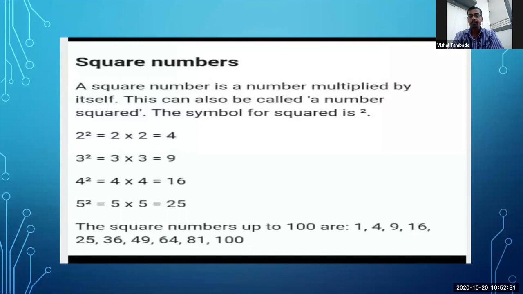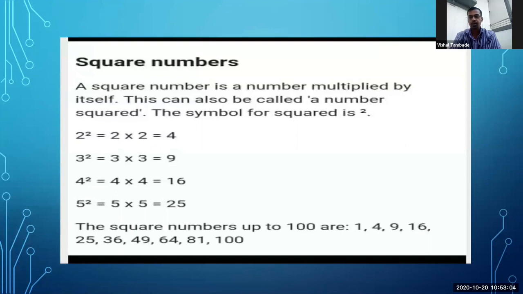Now in another example, 3 raised to the power 2. Here 3 raised to the power 2 means it's the square of 3. We have to find the square of 3. Then 3 multiplied by 3. 3 threes are 9. So the square of 3 is 9. Then the third example, 4 raised to the power 2 means 4 square. You have to multiply 4 two times. 4 fours are 16. So the square of 4 is 16.